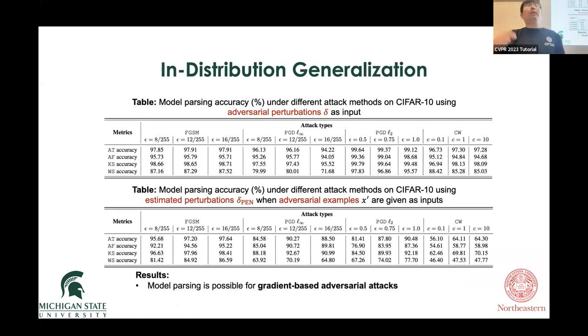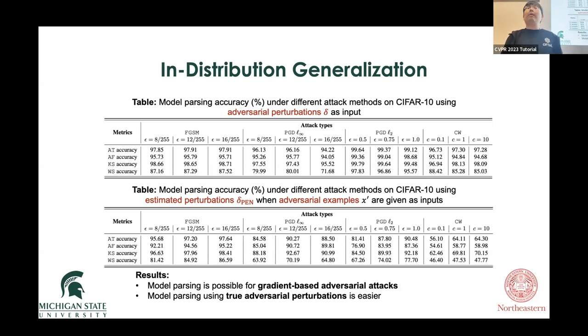There are two takeaway messages here. The first one is that model parsing is possible for gradient-based adversarial attacks. Here, I only show the gradient-based attacks; I haven't shown the black-box attacks. And second, model parsing using the true adversarial perturbations is definitely better compared to estimated perturbations. But even for the estimated perturbations, the model parsing accuracy is still pretty good.